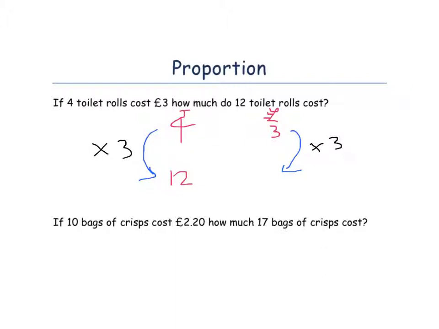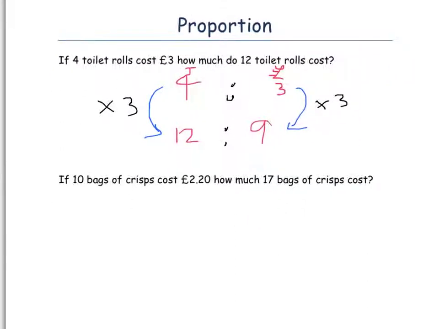is 9. So, if you look carefully, this is a little bit like something we've already looked at on ratio. This could almost be written as a ratio. The ratio for every 4 toilet rolls costs £3, or 12 toilet rolls costs £9. So there is a link between ratio and proportion.